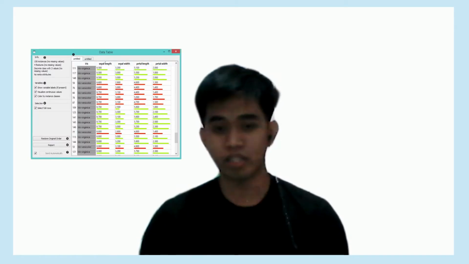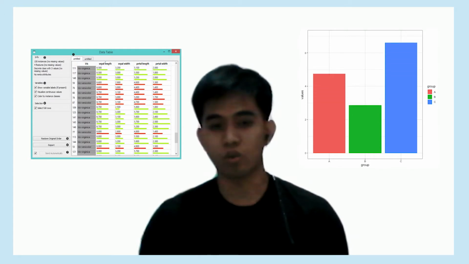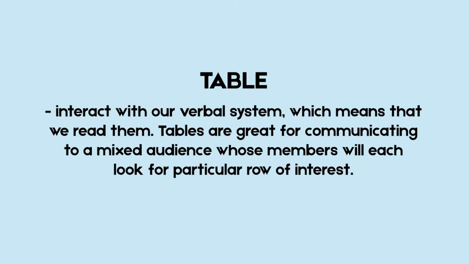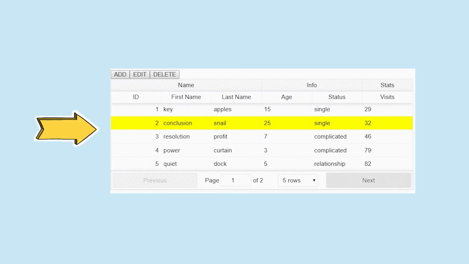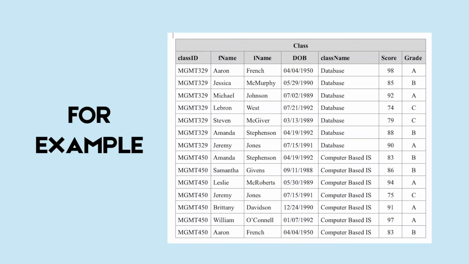Then, we have the table. When you have more data that you want to communicate, generally, a table or graph is the way to go. Tables interact with our verbal system, which means that we read them. Tables are great for communicating to a mixed audience whose members will each look for a particular row of interest. For example, when a teacher posts the grades of his students, using a table will make it easier for the students to find where they are and understand the data being presented.